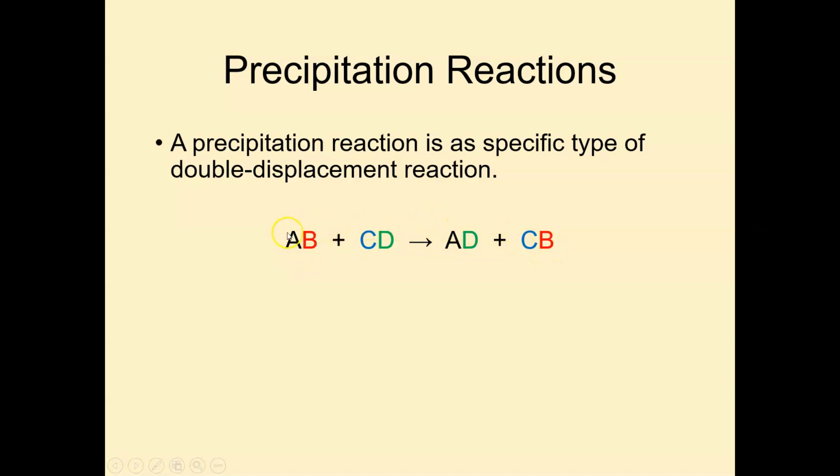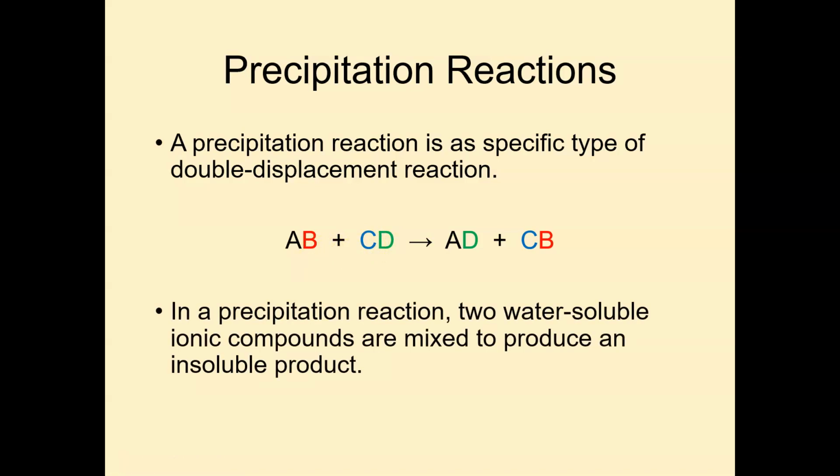Because these are ionic compounds, the A and C are going to be cations, and B and D are going to be anions. And so you can't have the combination of AC or BD because an anion can't form a compound with another anion, and a cation can't form a compound with another cation. So you just swap the anions. A drops B and picks up D. C drops D and picks up B.